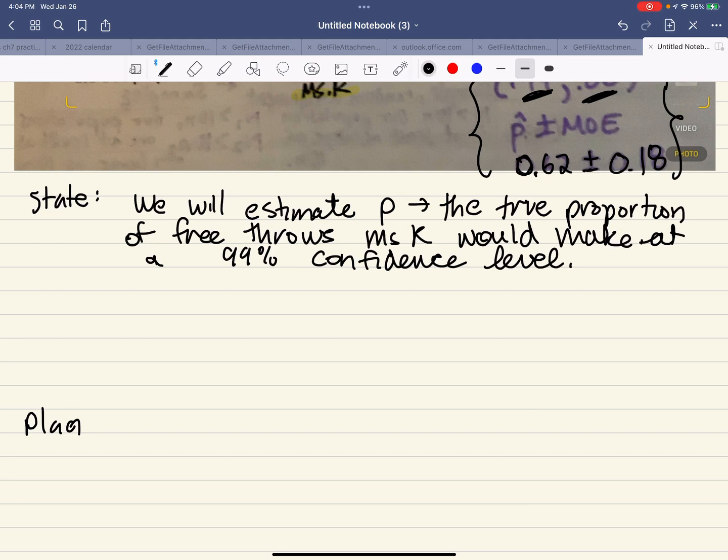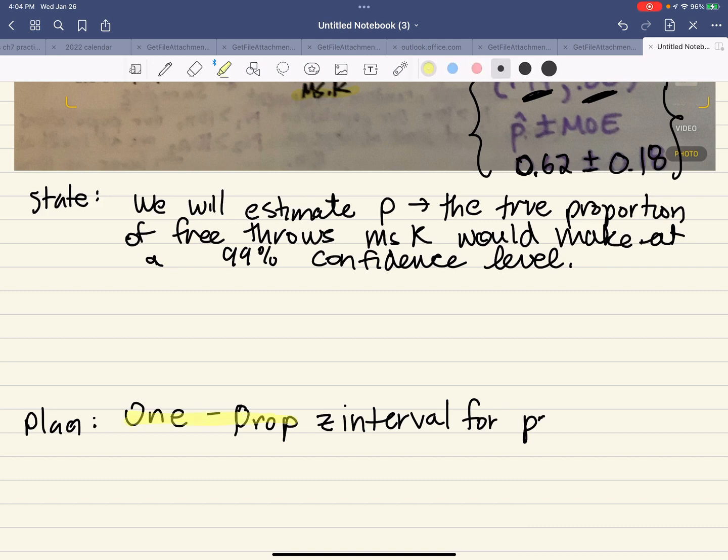All right, plan. The plan here would be to do a 1 proportion Z interval for P, since I only have 1 proportion. On my TI-Nspire, this is the button I'm going to pick. If you're not sure where to go, go to menu, then stats, then you'll see confidence intervals. Scroll down till you see 1 proportion Z interval.